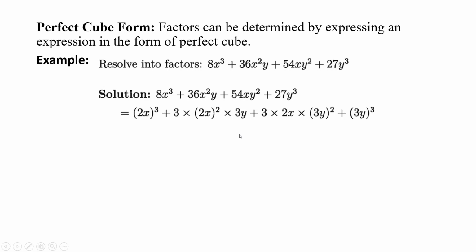So you know the formula (a plus b) whole cube is a cube plus 3a square b plus 3ab square plus b cube. So we can convert this line, that is a cube plus 3a square b plus 3ab square plus b cube, in the form of (a plus b) whole cube. That will be (2x plus 3y) whole cube, and (2x plus 3y) whole cube means (2x plus 3y)(2x plus 3y)(2x plus 3y). It's a very good answer.